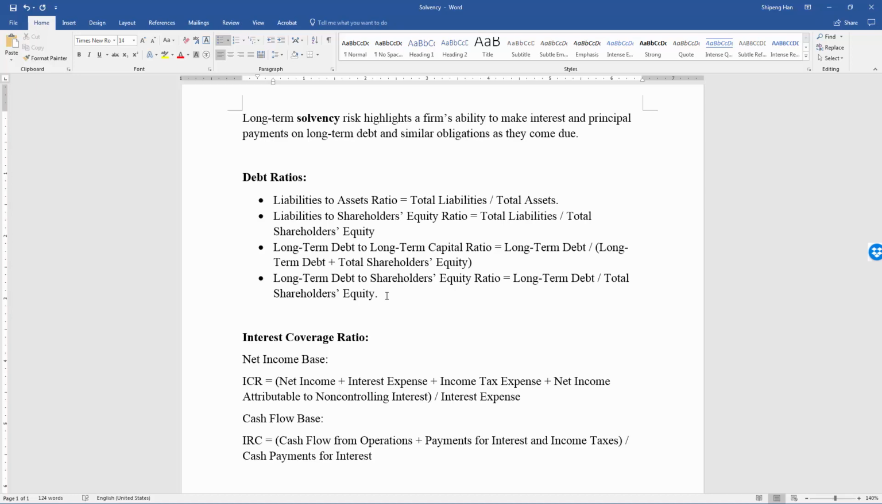periodically. So another way to investigate solvency risk is the interest coverage ratio. That's a ratio where we use interest expense or interest payment and divide it by other variables. A greater interest coverage ratio indicates the company is solvent. The interest coverage ratio is defined either net income based or cash flow based. Basically, they are very similar.